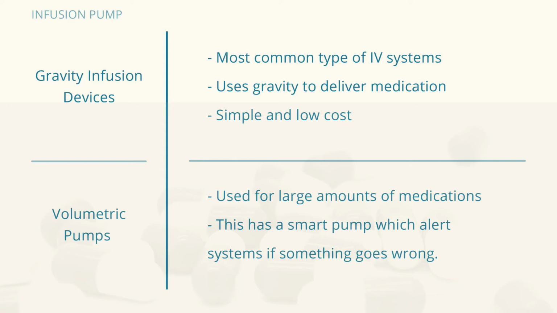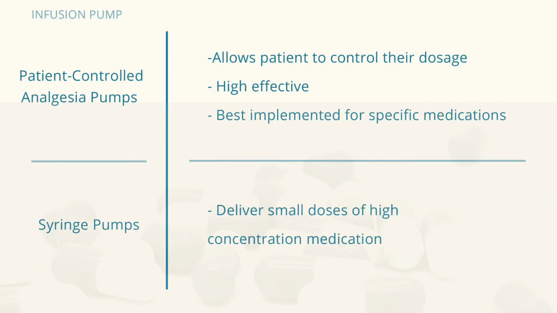Volumetric pumps are used for large amounts of medications. This has a smart pump which alerts systems if something goes wrong. Patient-controlled analgesia pumps allow patients to control their dosage. It is highly effective and best implemented for specific medications. Lastly is the syringe pumps. It delivers small doses of high concentration medication.